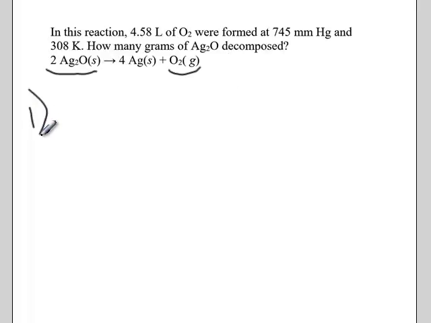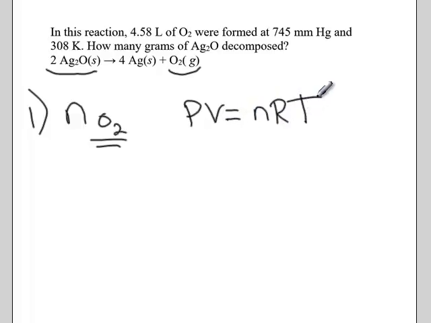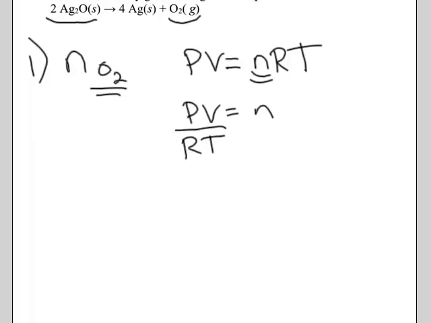Step number one, we're going to figure out how many moles of oxygen gas we formed based on the 4.58 liters of oxygen gas being formed. So this step involves one set of conditions. We're going to use PV equals nRT because we want to solve for the number of moles. So we divide RT over to the left to give us the number of moles.